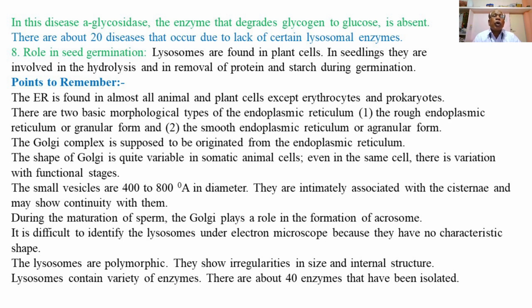Then the last function, the role of lysosomes in seed germination. Lysosomes are also found in plant cells. In seedlings, these are involved in the hydrolysis and removal of protein and starch during germination. So, during the process of seed germination, lysosomes play an important role in the plant cells, that is, in seedlings. They are involved in the hydrolysis or digestion and the removal of protein and starch during germination. So, this is about the functions of the lysosomes.